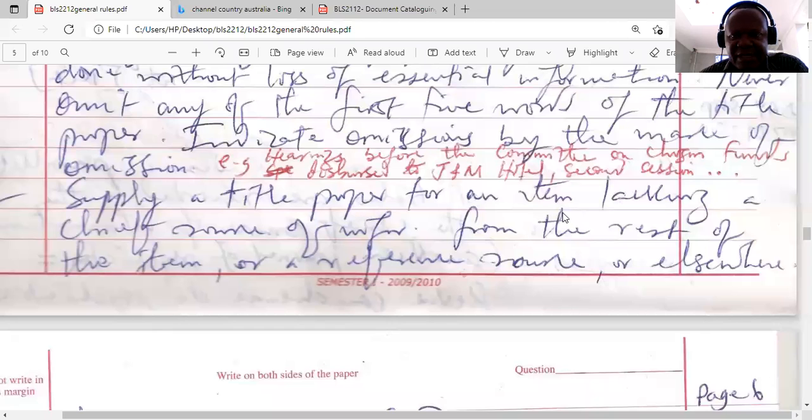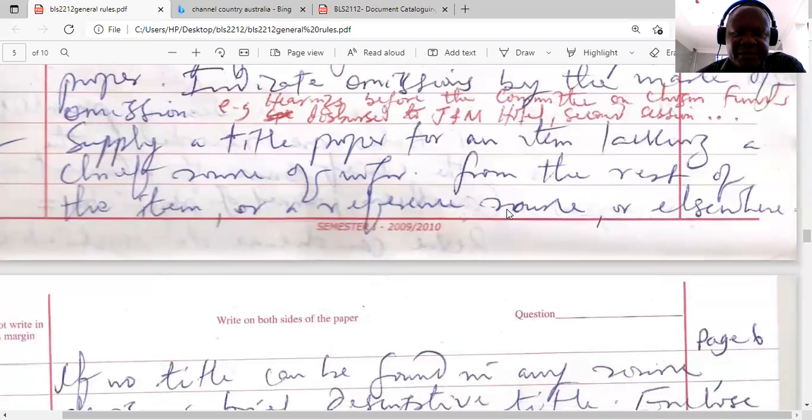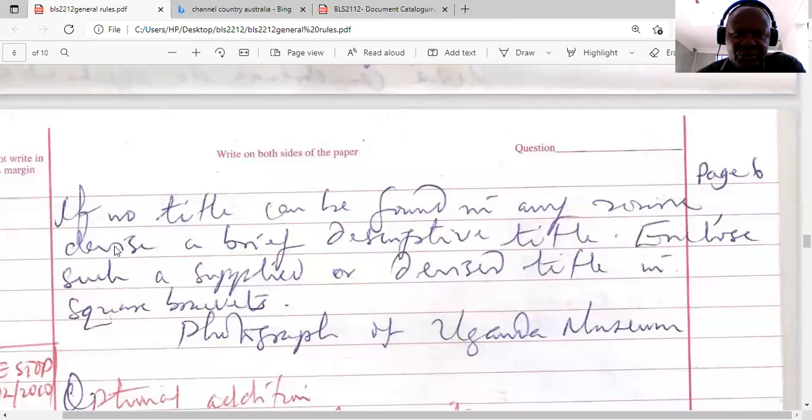Supply a title proper for an item lacking a chief source of information from the rest of the item or a reference source or elsewhere. So we shall get materials where maybe the material is lacking the title page. According to the rules, we shall supply a title proper from the rest of the item or a reference source or elsewhere. And when this happens, there's something they tell us to do. If no title can be found in any source, we devise a brief descriptive title. And when we devise or create a brief descriptive title, enclose such a supplied or devised title in square brackets.